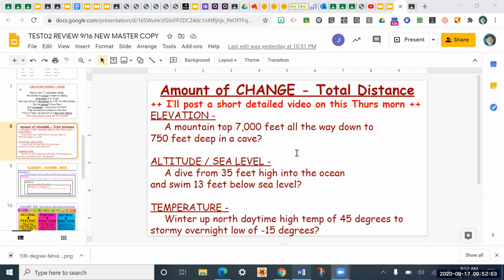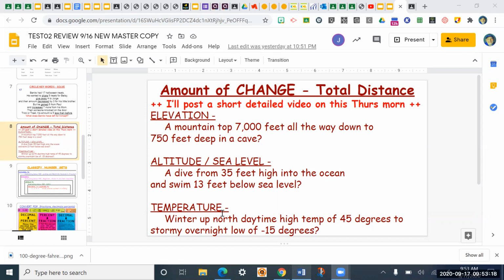So somebody dives off of a cliff. It's just 35 feet. I've been off taller than that, so that's not horrible. 35 feet, and when they hit the water, let's say they went 13 feet below sea level, okay? As they splashed in, and then they swim back up to the top, okay? And they say, how many feet total did they descend from the top of the cliff or whatever, okay?